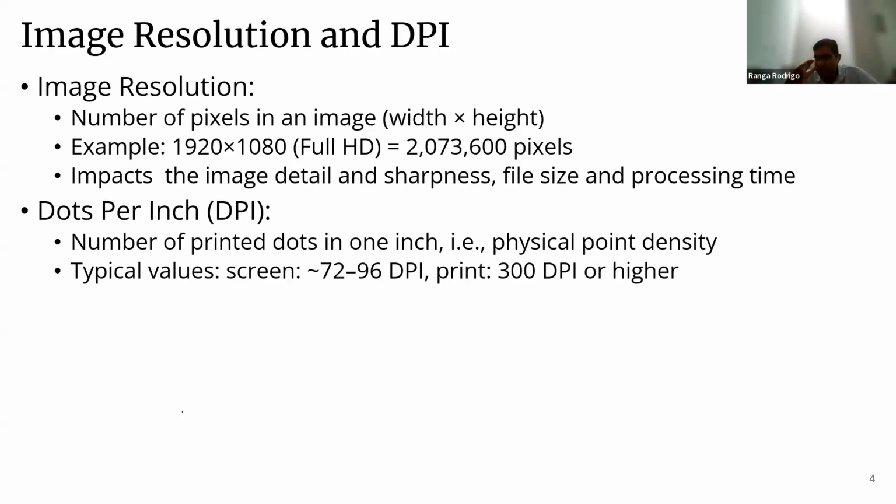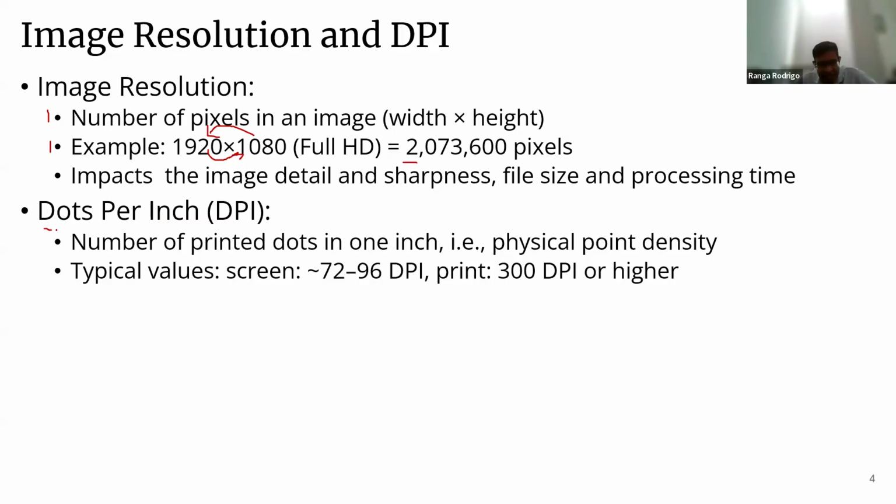All right. So now what is the difference between the resolution and the DPI? Resolution is a property of the image sensor or the CMOS. The number of pixels in an image, width and height, is the resolution of an image. For example, 1080 by 1920, full HD, has about 2 million pixels. Increasing the resolution impacts the image detail and sharpness, file size, and the processing time.